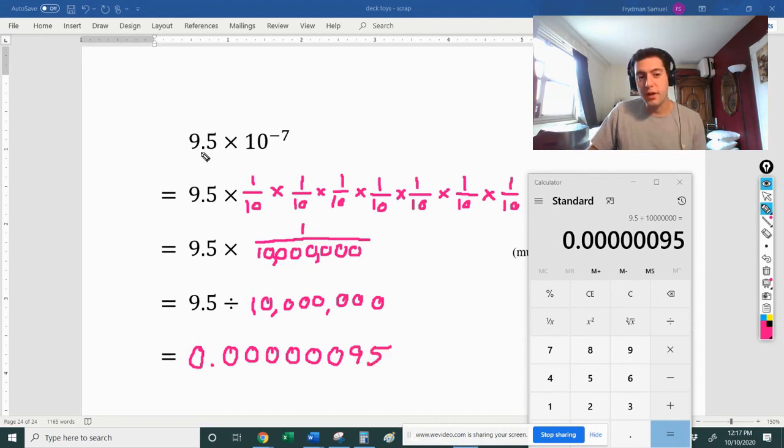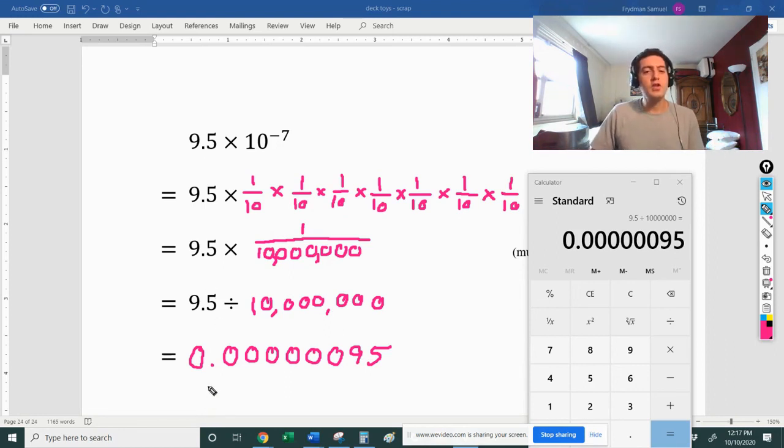Notice, by the way, that the decimal point is no longer in between the 9 and the 5. It's all the way over here now, okay? That's a common mistake. A lot of students, when they do this, will keep the decimal point in the same place that it was before, but you shouldn't do that.